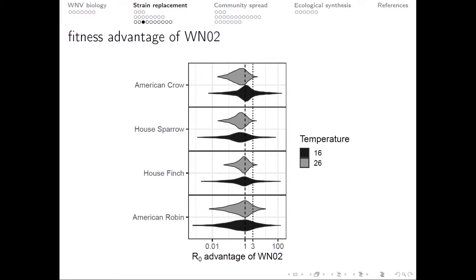And that's certainly still consistent with a lot of the data. But if you analyze these data from scratch, the probability that you would assign to WN02 being more than 3 times better than New York 99 would actually be fairly small. It's pretty large in American crows at 16 degrees. On the other hand, American crows declined pretty quickly, so they're strongly affected by the epidemic, but they're not around in the population for very long to spread the epidemic.